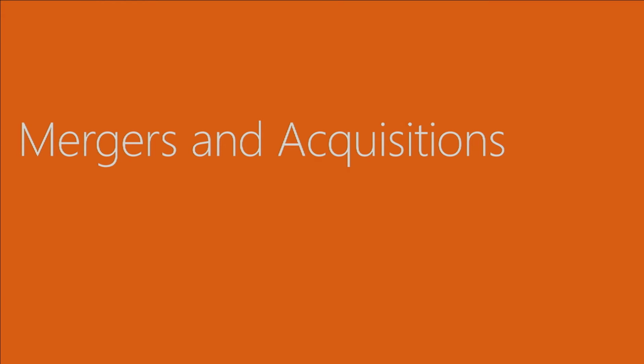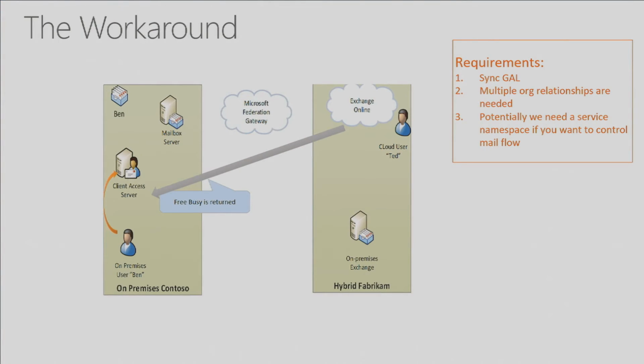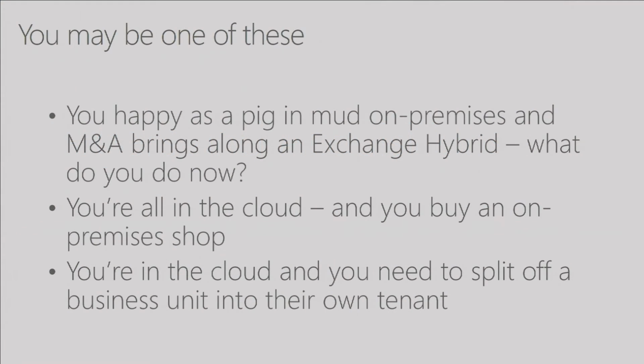Back over to you. So mergers and acquisitions and hybrid mode. What could possibly go wrong? He clicks back instead of forward. That's one of them.